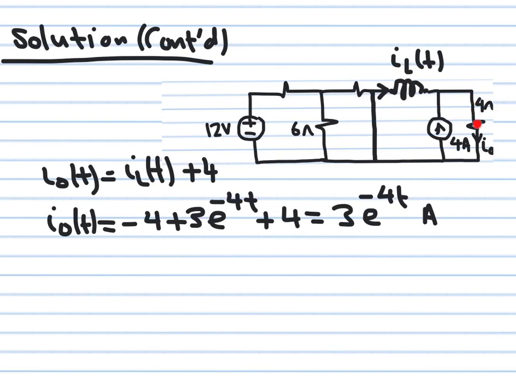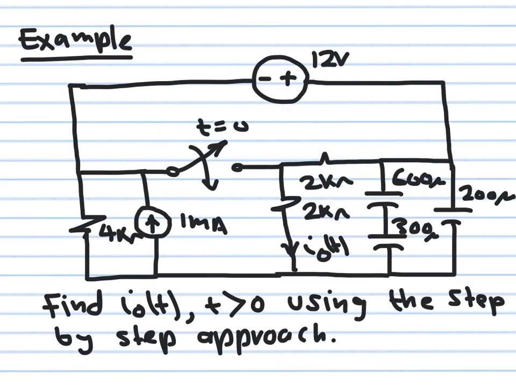Why is it expected? Because as the inductor becomes a short circuit, all the current from this source will flow through the inductor. So this one here will have nothing going through it, and this is why at infinity it reaches 0.